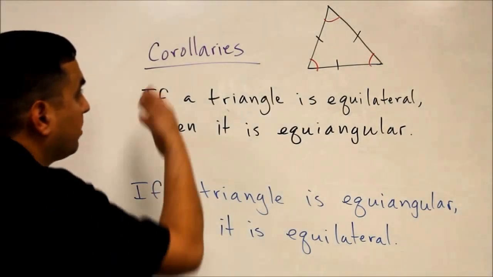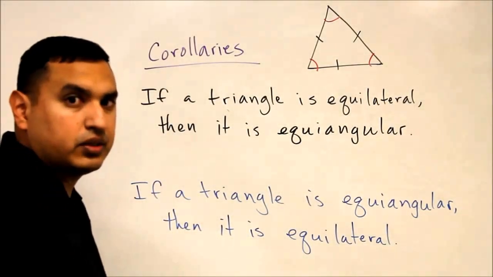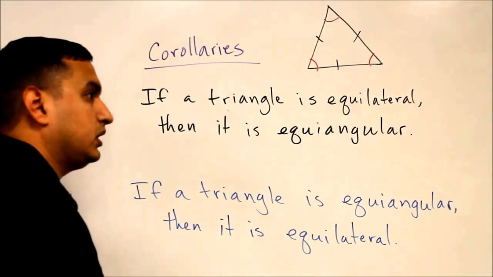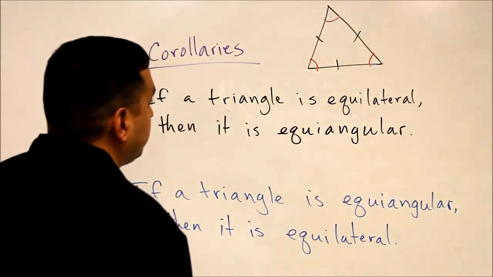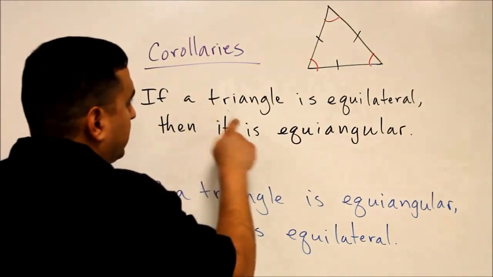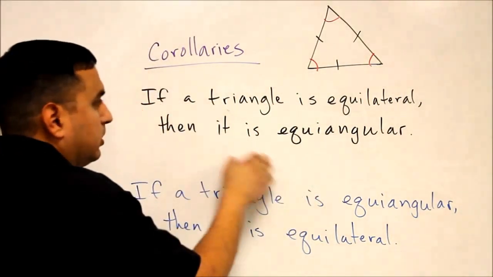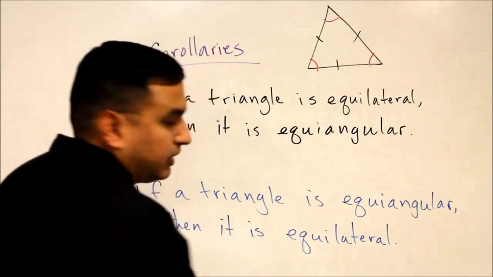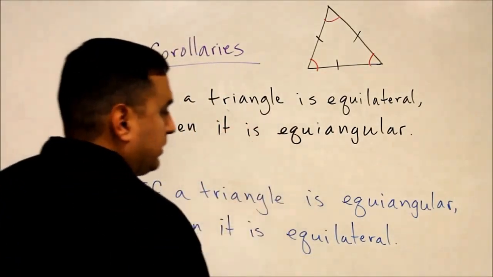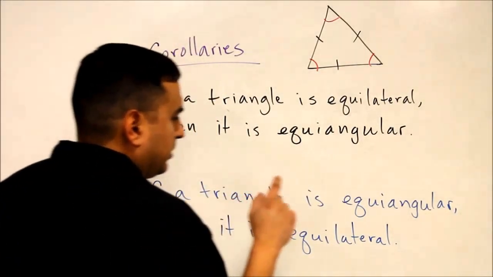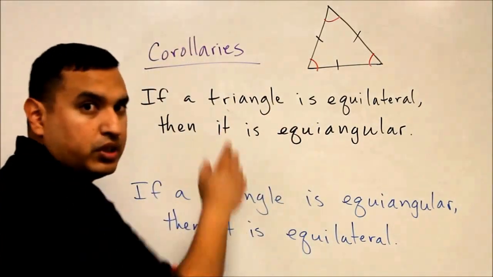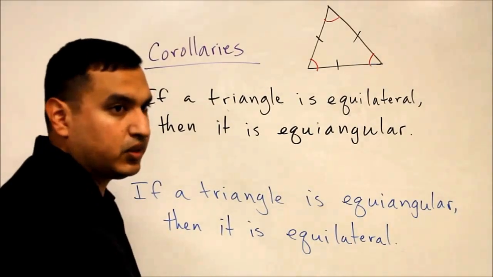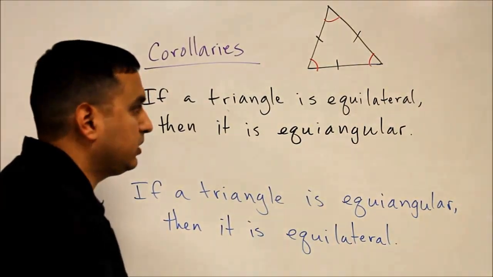Alright, we now have what are called corollaries, or kind of an afterthought or a consequence of the base angle theorem. They lead from the base angle theorem. And it says if I know a triangle is equilateral, then it's also equiangular. And the opposite of that is true if I switch the hypothesis and conclusion. If a triangle is equiangular, then I know it's equilateral. So I can use these two interchangeably. If it's equilateral, it's equiangular. Or if I'm given that it's equiangular, then I know it's equilateral.